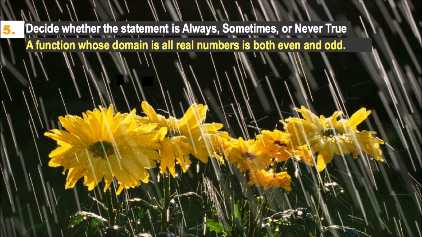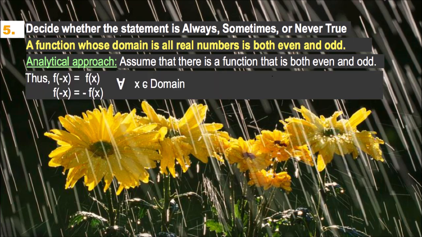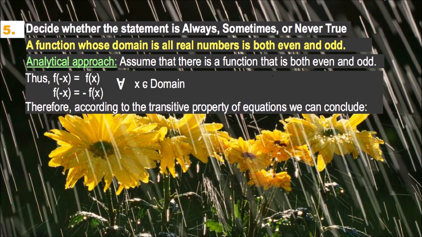Decide whether the statement is always, sometimes, or never true. A function whose domain is all real numbers is both even and odd. Analytical approach. Assume that there is a function that is both even and odd. Thus, f of negative x equals f of x, and f of negative x equals negative f of x for all x in the domain.